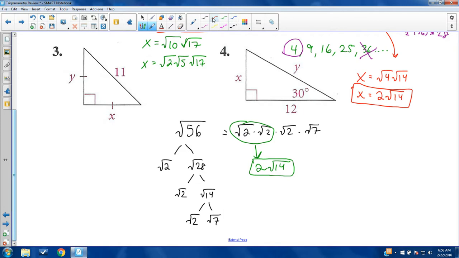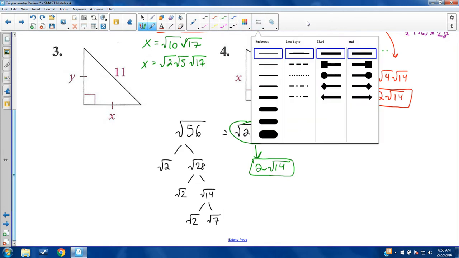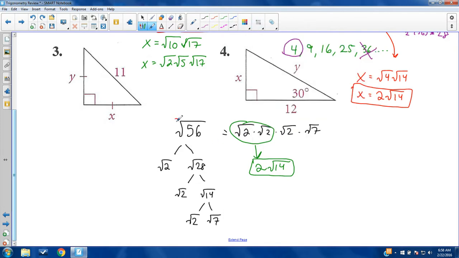Now, although I will not be diving into cube roots in this video, I don't think at all, if this was the cube root of 56, it would divide like this. Cube root of 56 says what number times itself three times gives you 56. So the cube root of 56 equals the cube root of 2 times the cube root of 2 times the cube root of 2 times the cube root of 7.